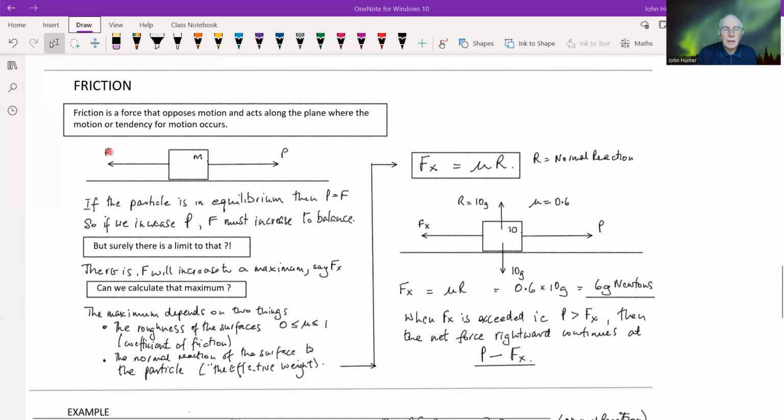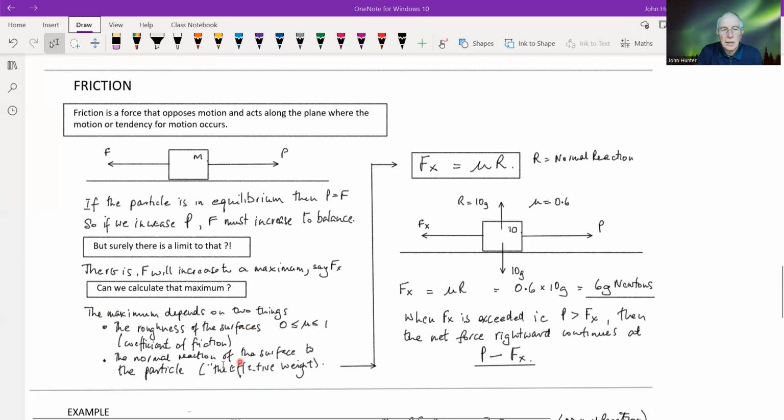Okay, well, the maximum friction, we can calculate this, and how do we calculate it? Well, it depends on two things, really. No surprise. First of all, it's the roughness of the surfaces. So if you're dragging something smooth across a skating rink, then obviously there's not going to be very much friction. The other thing is, or you might think in terms of the weight. We describe that in terms of the normal reaction, which feels a bit like the net weight in many situations.